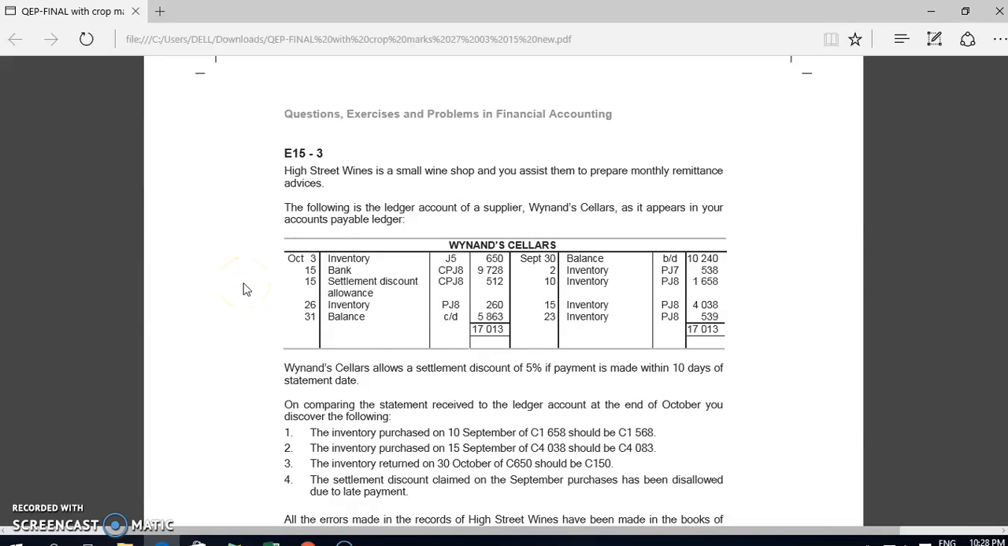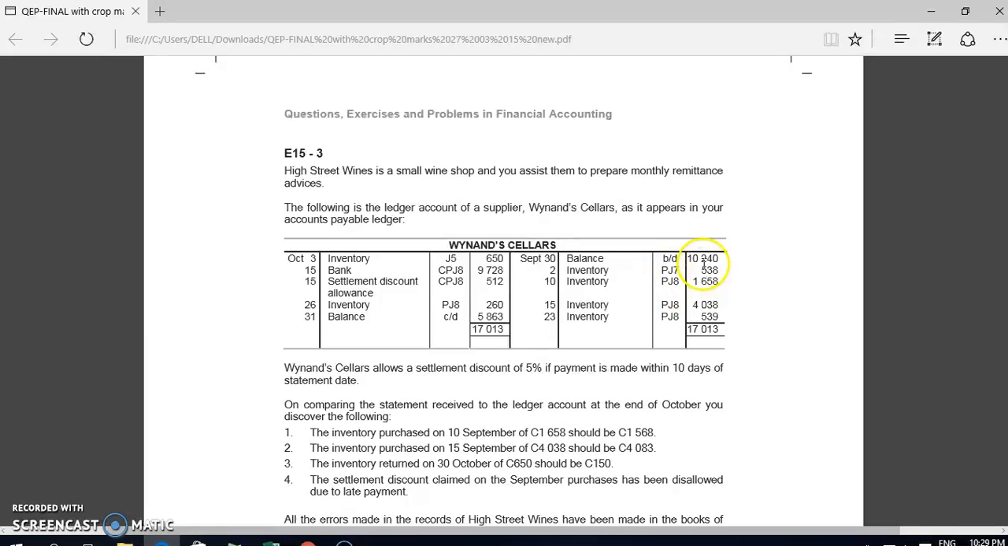So we're looking at example E15.3 in the question book on page 218. The question reads, High Street Wines is a small wine shop and you assist them to prepare the monthly remittance advices. The following is the ledger account of the supplier, Finance Sellers, as it appears in your accounts payable ledger. So we can see that this is the accounts payable account.